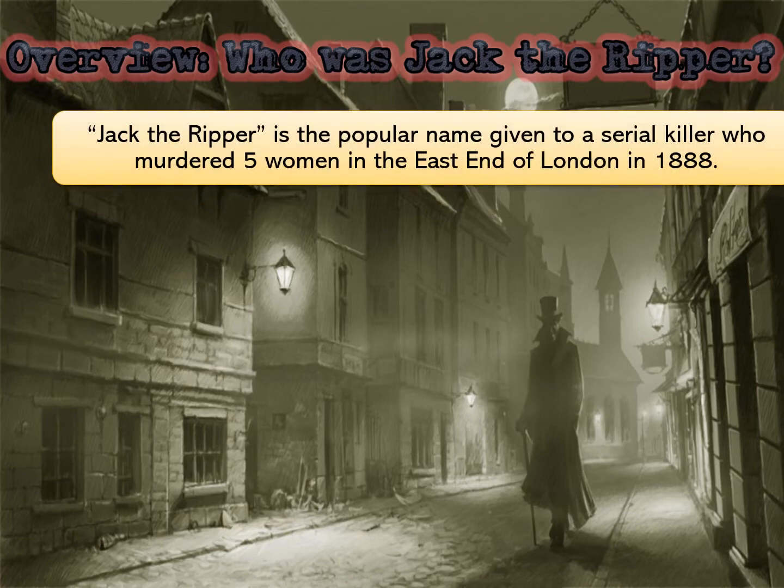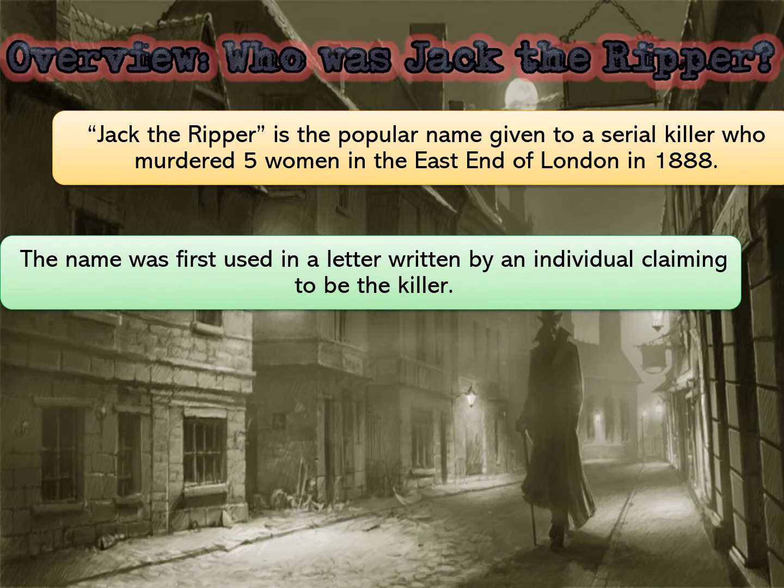So Jack the Ripper is the title that is given to probably one of the most infamous serial killers in Victorian history. It's a popular term for this particular man who murdered 5 women in the East End of London in 1888. The name was first used in a letter that was supposed to be written by an individual claiming to actually be the killer. He refers to himself as Jack or as the Ripper, and that was what the newspapers at the time started to call him, and it caught on with other people calling him that.